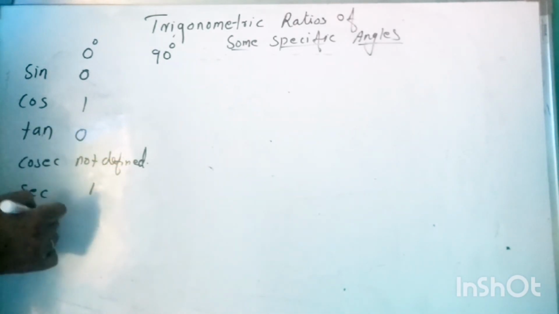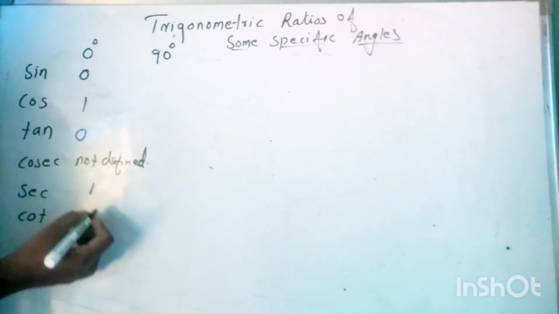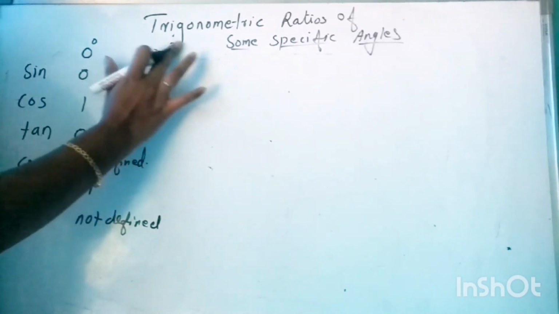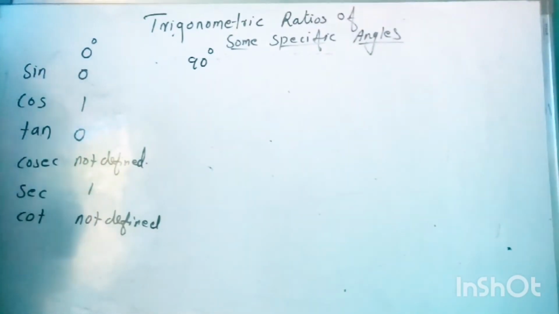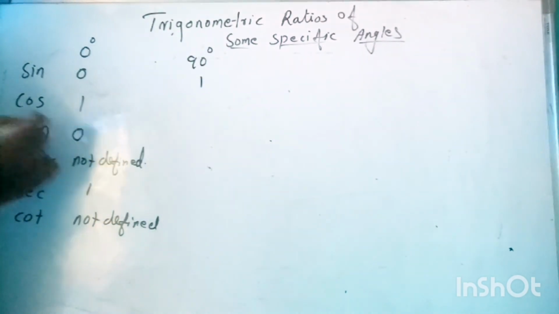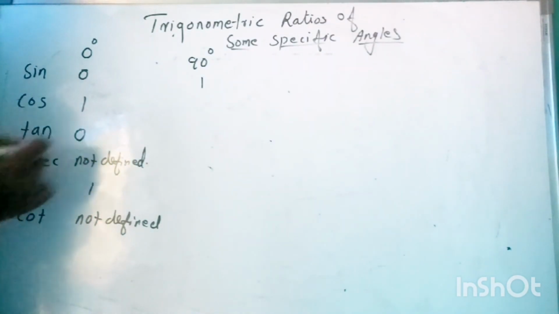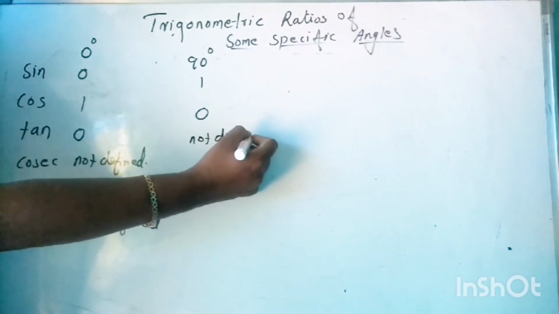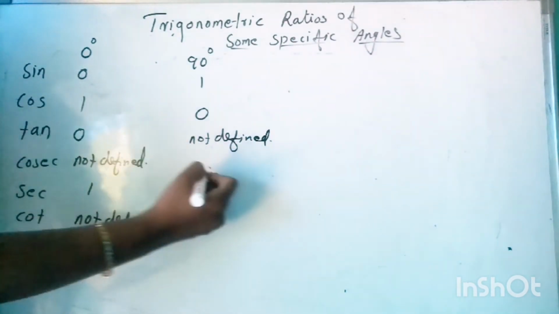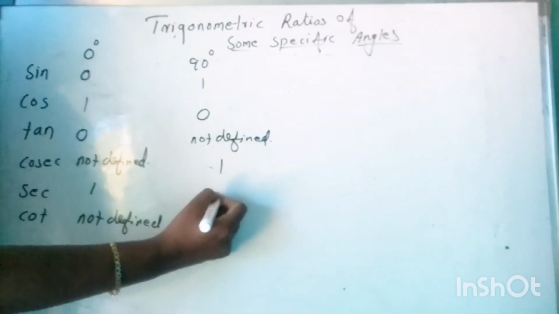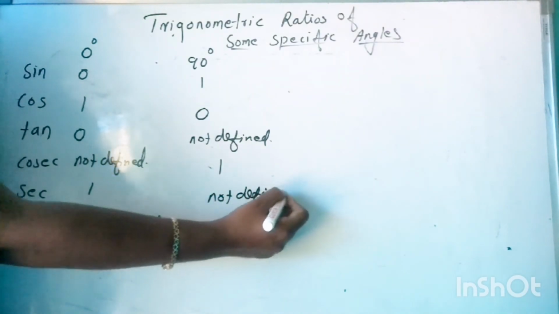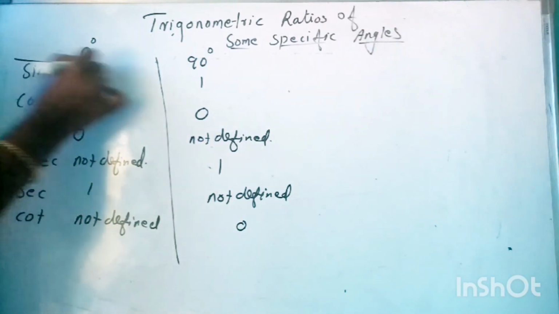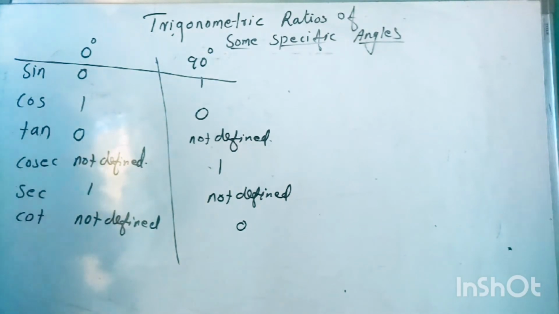And cot is the reciprocal of tan, then you will have 1 by 0, which is not defined. Now 90 degree: sine 90 degree is 1, cos 90 degree is 0, tan is not defined, cosec is 1, sec is not defined at 90 degree, and cot is 0. Okay, these are the values of the 6 trigonometric functions at 0 degree and 90 degree.